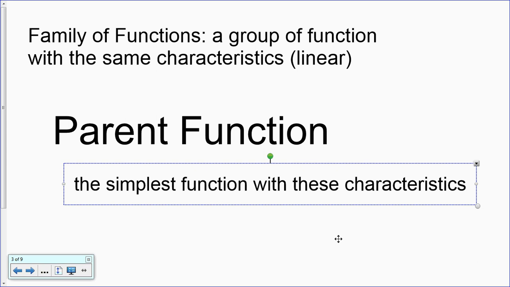The parent function is actually the simplest function with these characteristics. So for linear, we have y equals mx plus b. The simplest way to write it would be just the x and the y.